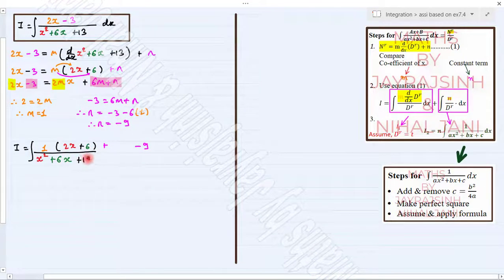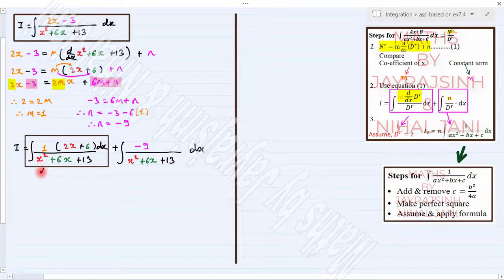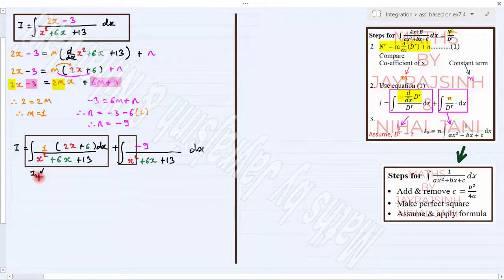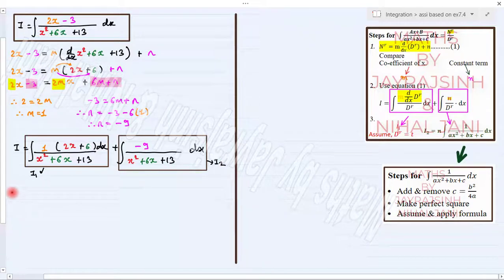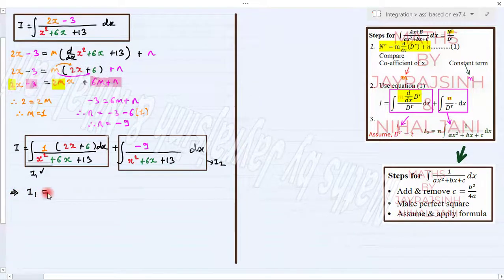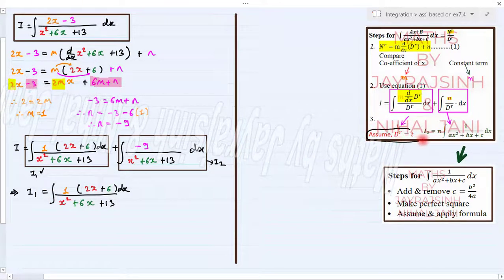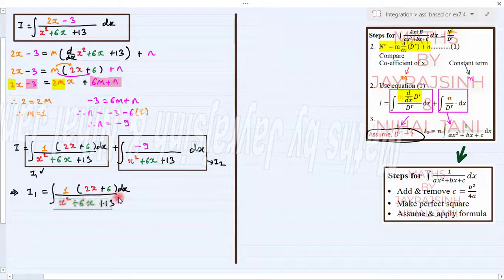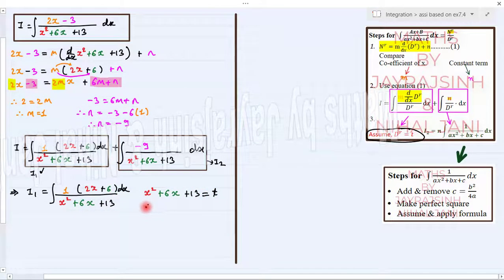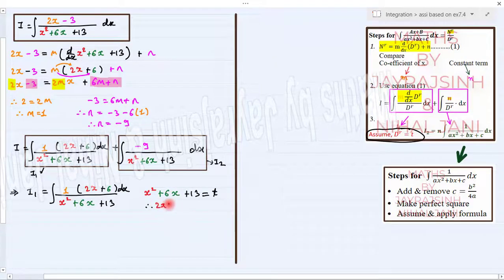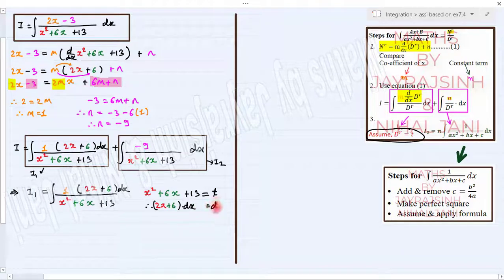Now, let's give the individual denominator. So, here your first term should be considered as I1 and the second term will be your I2, and then integrate one by one. So, let's begin from your I1, and we know that to integrate I1, we have to assume your denominator is equal to t. So, we will get (2x plus 6) dx is equal to dt.